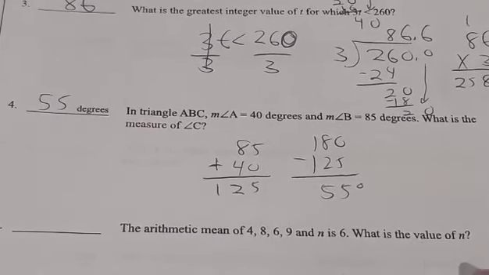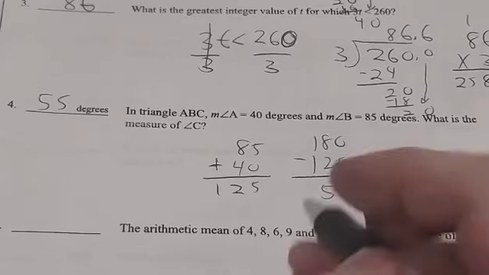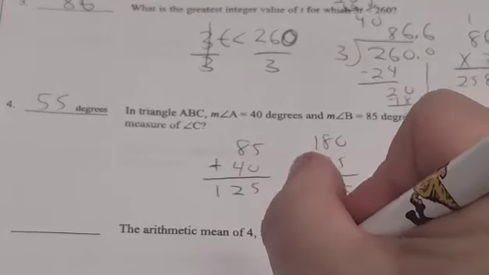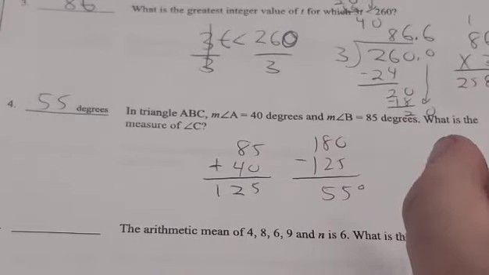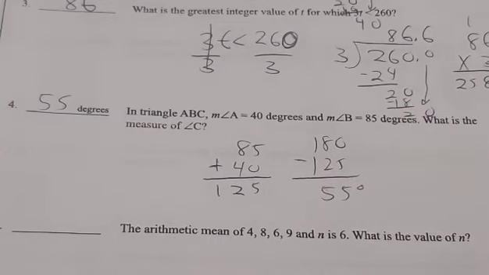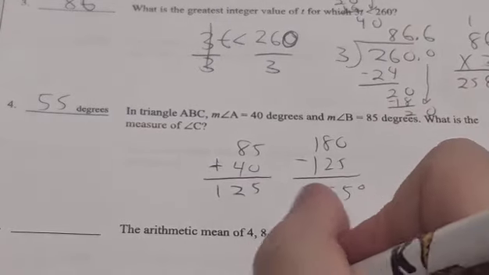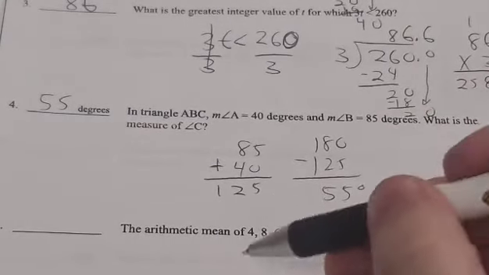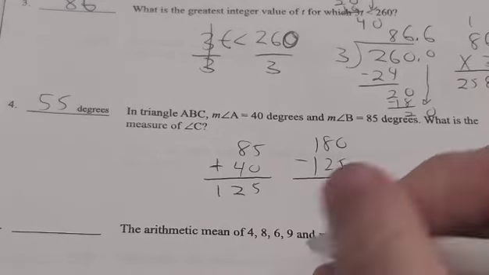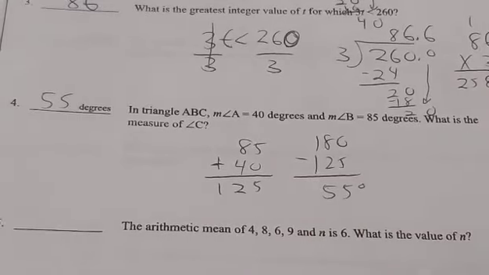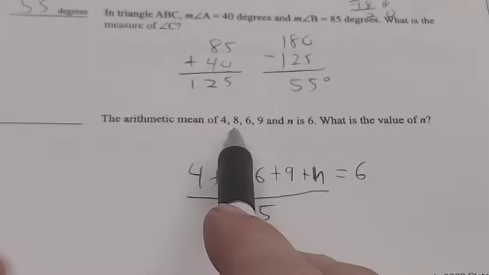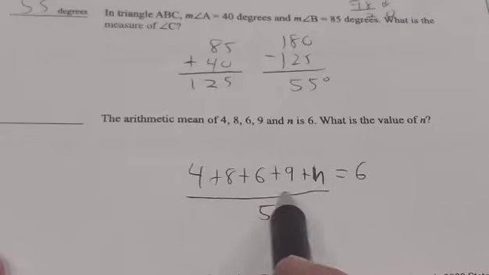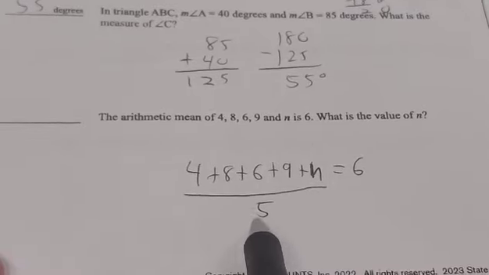So the mean of these numbers is 4 plus 8 plus 6 plus 9 plus n, and the mean equals 6. So how do we find the mean? We add all of our numbers up and divide by how many we have. 1, 2, 3, 4, 5. So to find the mean, you add your numbers up, and then we have to divide by how many numbers we have. So don't forget to divide by 5 equals 6.